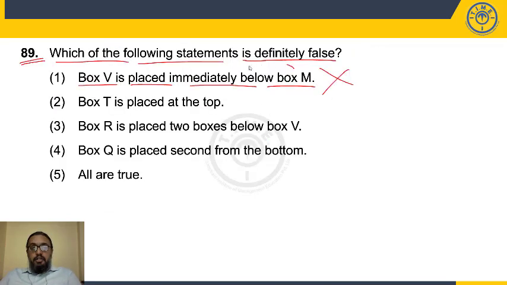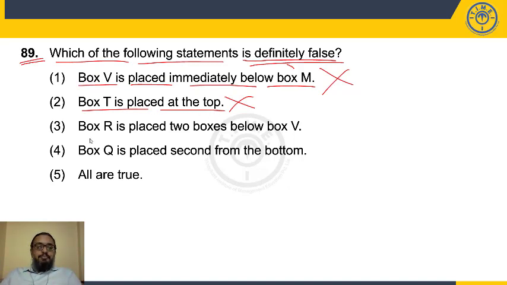Why? Because I want an option that is definitely false. It should be definitely false. But first one is true. Correct? The next box T is placed at the top. Yes, it is placed at the top. The first question in this set was that one only. So again it is true. So I cannot choose that as the answer. Are you understanding? So you need to be careful whenever he's asking definitely false. Don't choose an option that is true.